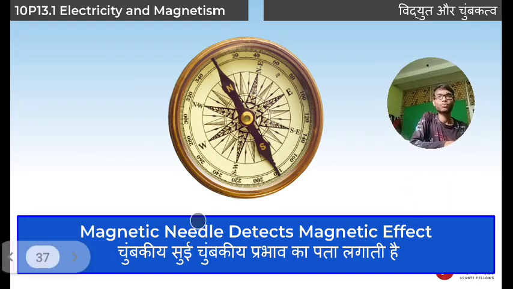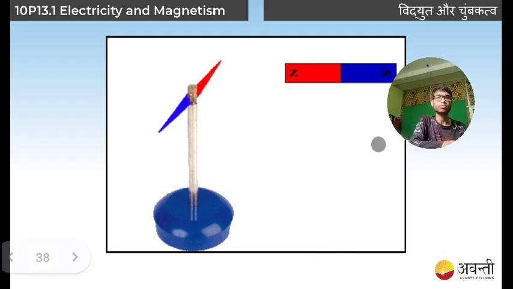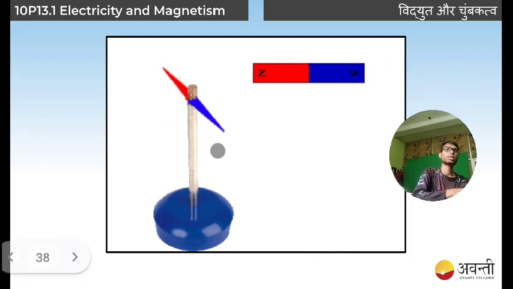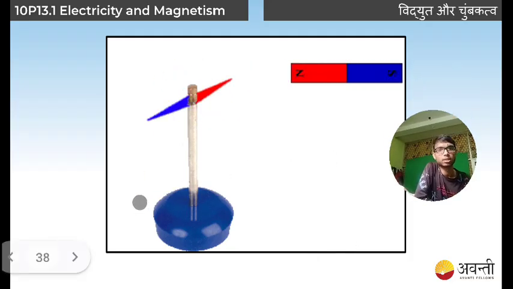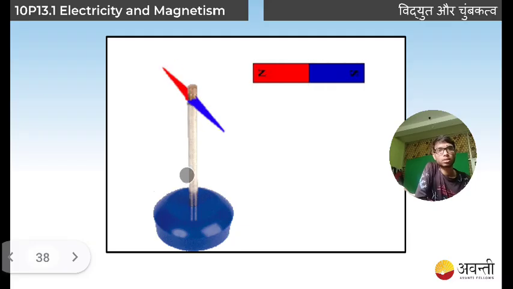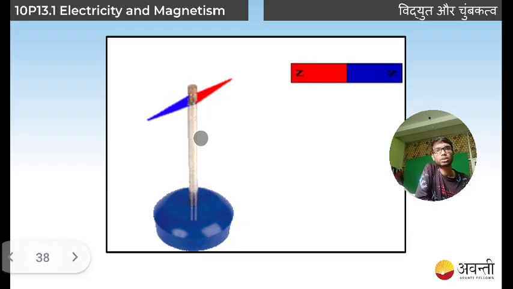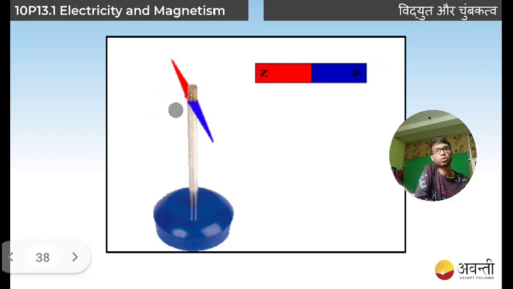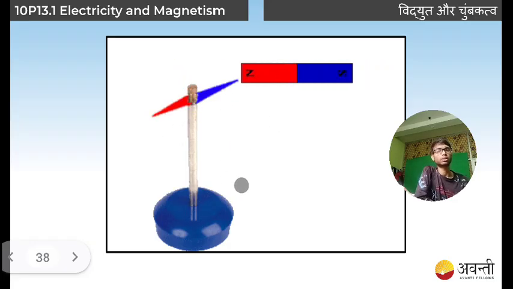Same here. This magnet is also a device. It is used to find direction, as the needle detects a magnetic effect. Same here, this is also a device. Here it is telling you that this side is north, this side is south.